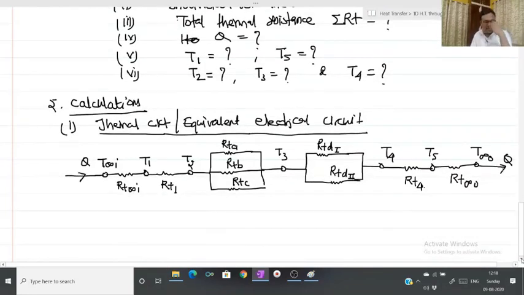So as you can see here, in the second slab there are three individual slabs. So the thermal resistances of each slab will be taken into account by considering them to be connected in parallel. Similarly, slab 3 is made up of two different materials. So the equivalent thermal resistances will be taken into account by assuming them to be connected in parallel.